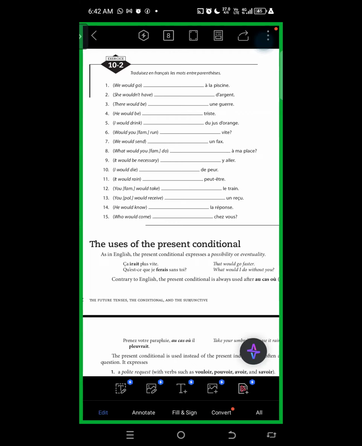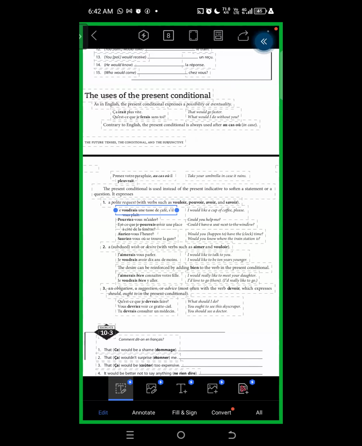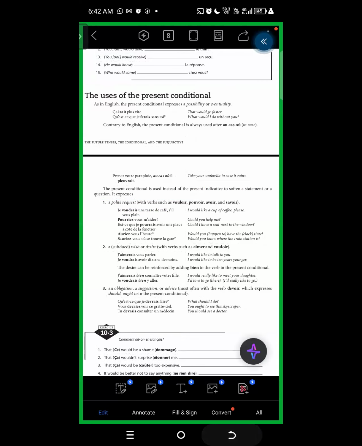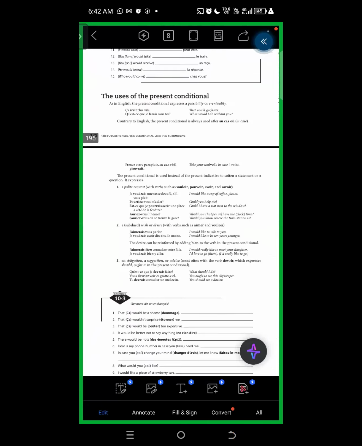So, technically speaking, we've been able to see the conjugation of the conditional tense. The next thing now is the usage. When do we use it? That's the next question. So let's start from the very beginning. Go ahead, ma'am. Read for us the first one.